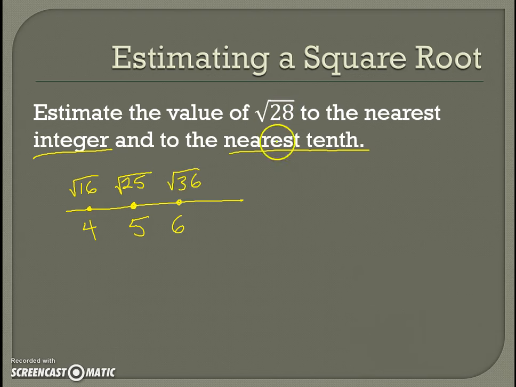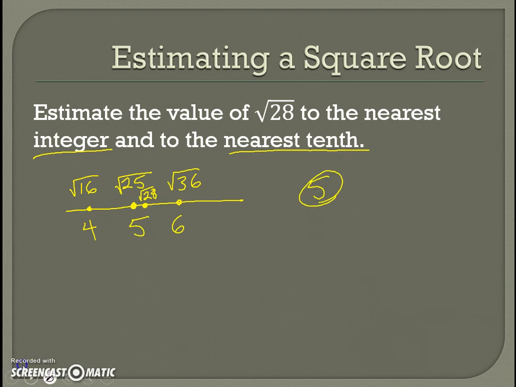Now you have to think to yourself, radical 28 is a little bit closer to radical 25 than it is to 36. So if I'm rounding this to the nearest integer, I would say it's going to be 5. It's closer to the 5 value than it is to 6. So the nearest integer we would say is 5.